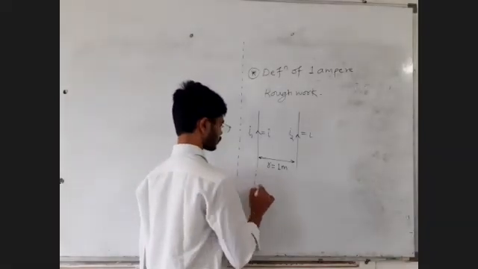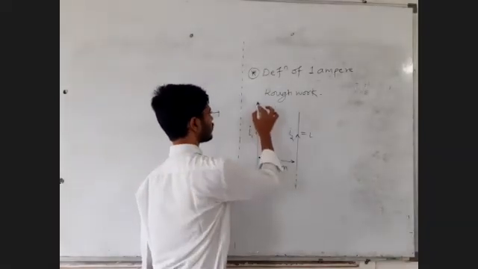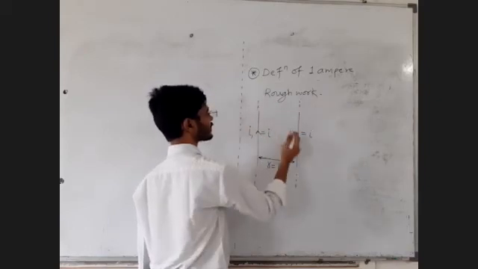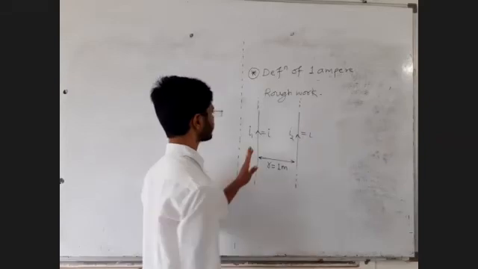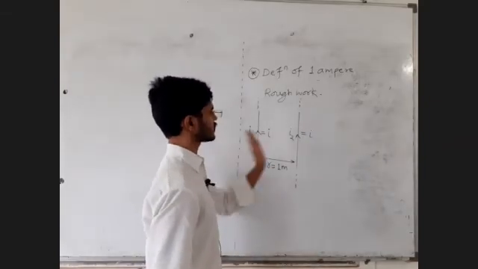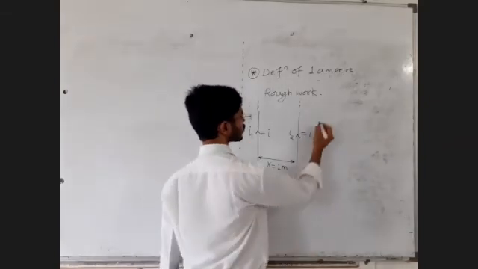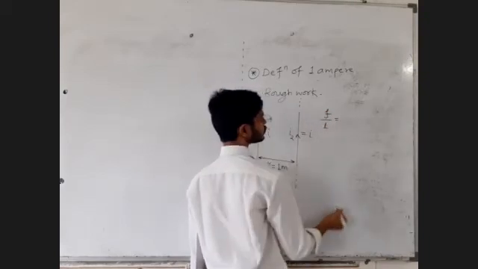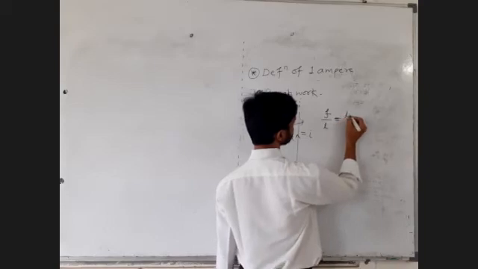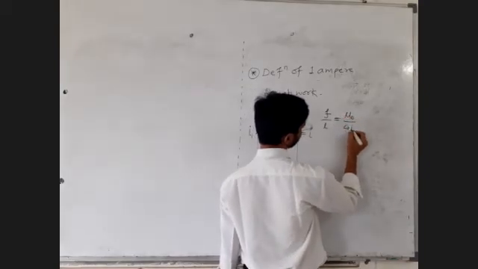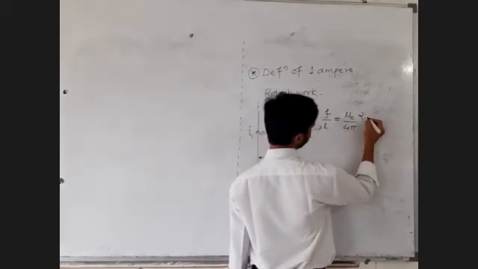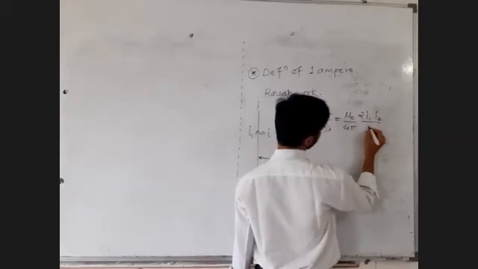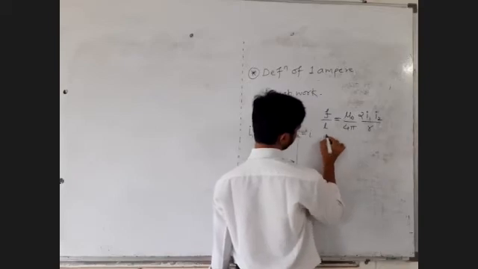What is the force between these two wires? Let it be of attraction or repulsion. That will depend on whether these are like currents or unlike currents. But we are making these currents exactly equal, I and I. So let us do some rough work. The force per unit length is equal to mu 0 upon 4 pi times 2 I1 I2 upon R. That's the formula. Let us apply the formula.